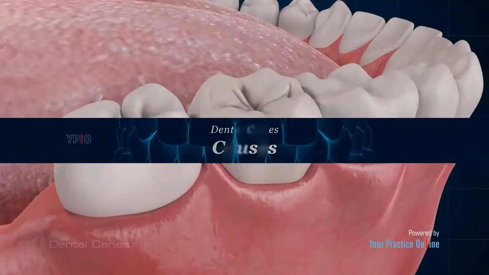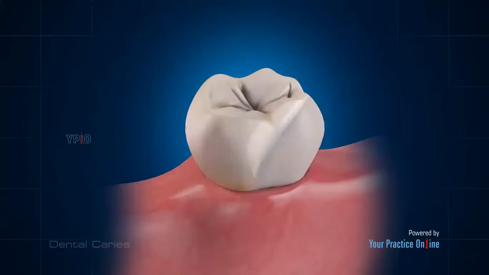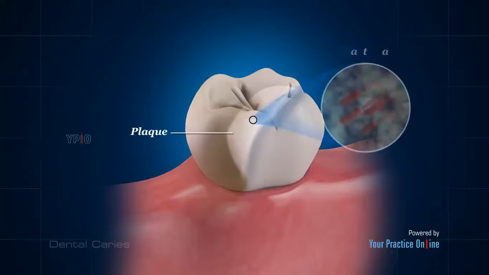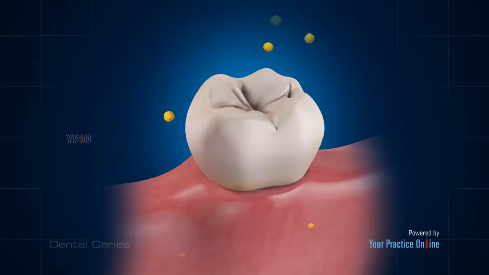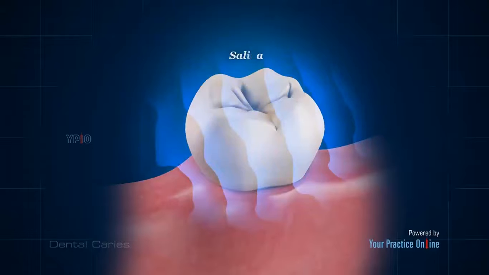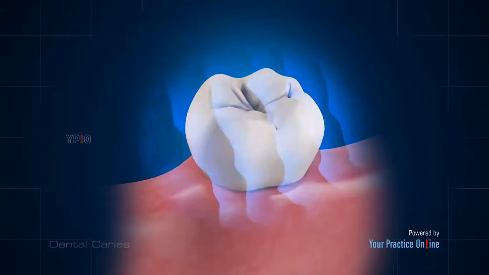Causes. The tooth surface is coated by a thin film called plaque, which contains bacteria. Sugar from food debris on the teeth is digested by the bacteria, producing acid which demineralizes and softens areas on the tooth surface. Saliva usually counters this process by buffering the acid and providing minerals to help the tooth remineralize.